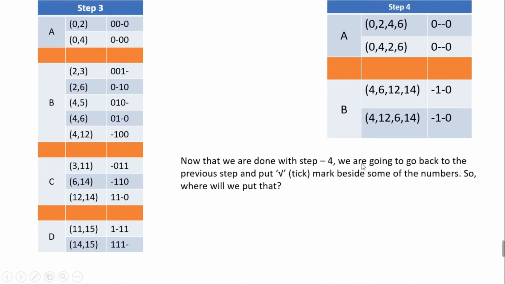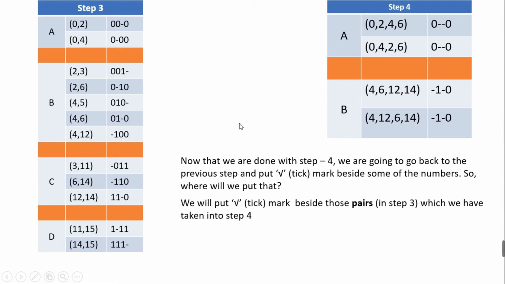Now that we're done with step 4, we're going to go back to step 3 and put tick marks beside some of the numbers. How can I put tick marks? I'm going to follow a simple rule. We'll put a tick mark beside those pairs in step 3 which we have taken into step 4. All right, so let's see the first one.